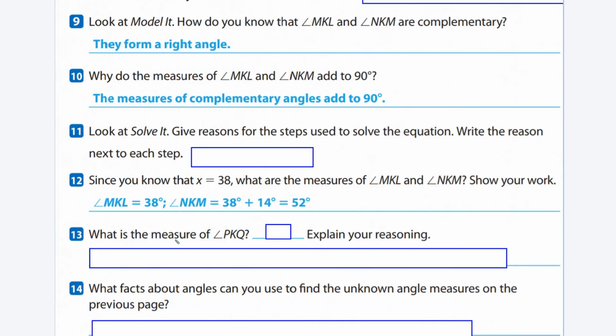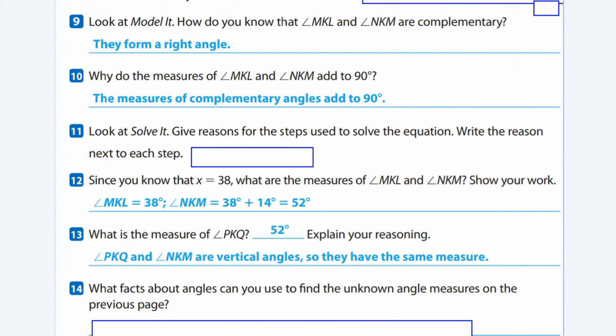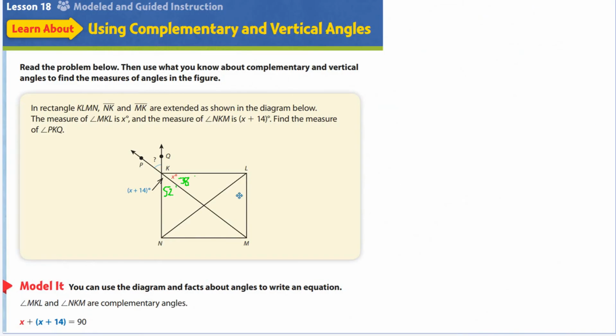Okay? What is the measure of angle PKQ? Well, it has to be 52 degrees because it's vertical angle to angle NKM. Let's look at that. Right? If this is 52 degrees, this has to be 52 degrees. Vertical angles across from each other.